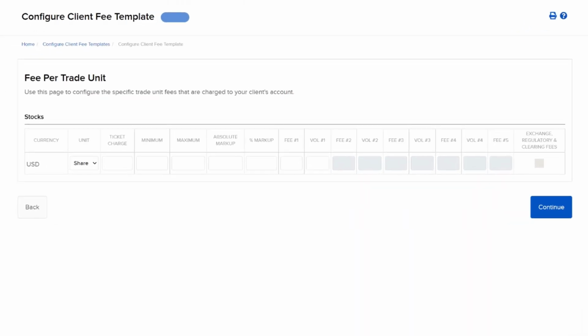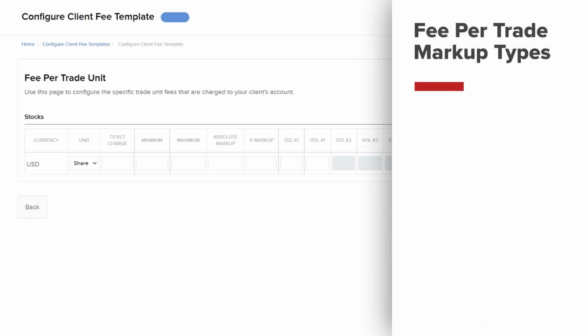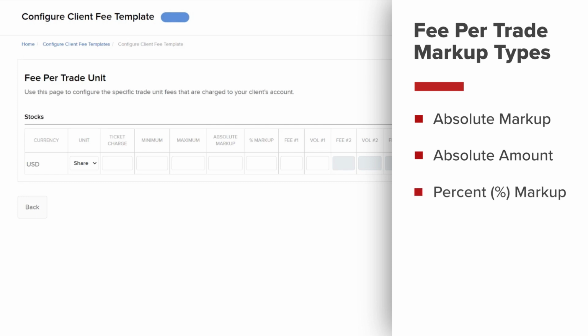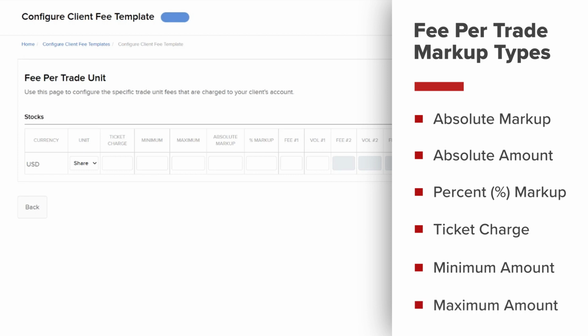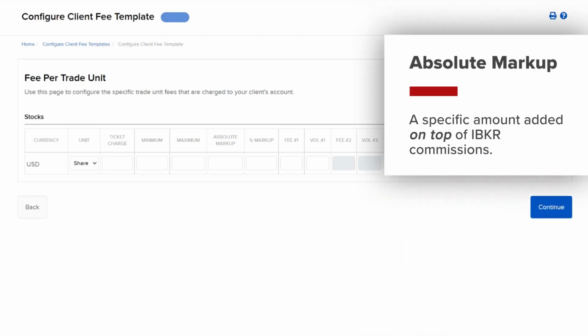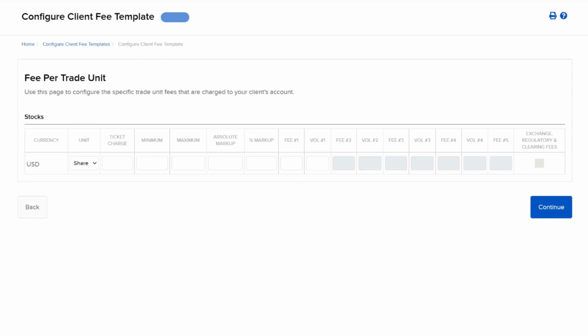For each asset class or currency, a broker can select from the following fee per trade client markup types: absolute markup, absolute amount, percent markup, ticket charge, minimum amount, maximum amount. Absolute markup is a specific amount that is added on top of IBKR commissions. The units listed in the currency, exchange, product unit column will indicate if the markup is being applied on a per share, per contract, or percentage of notional trade value basis.